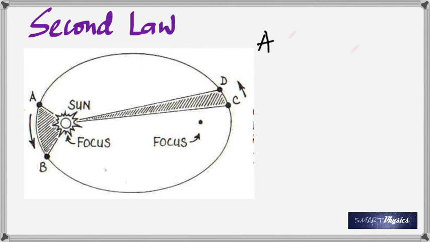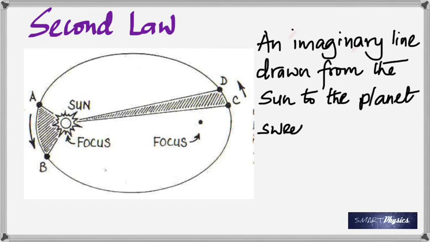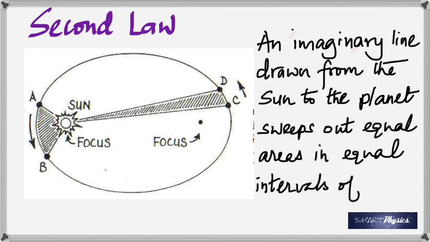All right. I'm going to say an imaginary line drawn between the sun and the planet sweeps out equal areas in equal intervals of time. That imaginary line, you can see the shaded part, both have the same area. An imaginary line drawn from the sun to the planet sweeps out equal areas in equal intervals of time, which again means when it's moving from A to B, it's moving much faster, isn't it? If it has to sweep out the same area here, doesn't it have to move faster here?